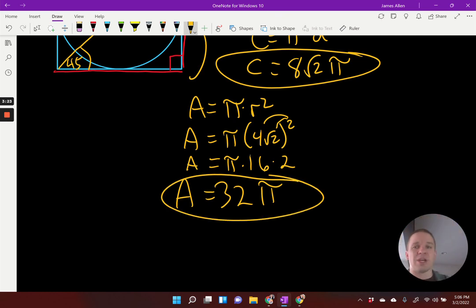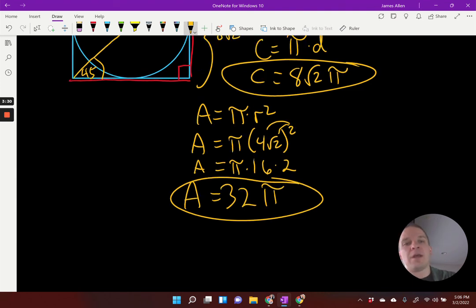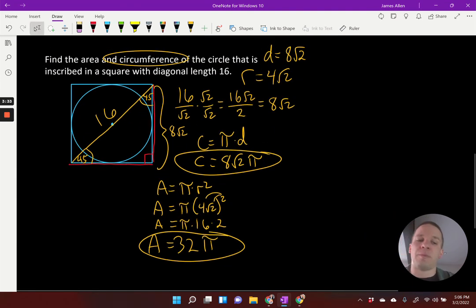But there you go. Definitely a challenging problem. We'd probably give you a diagram on something like that, especially if you don't know the word inscribed yet. That comes in future lessons. But given that diagram, that's a doable problem right there.